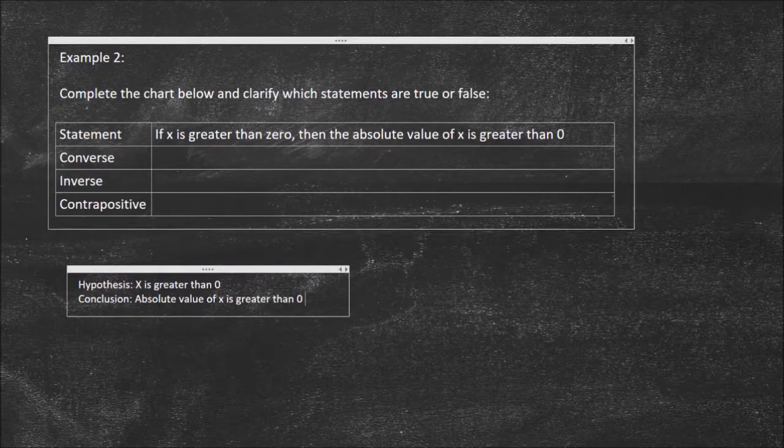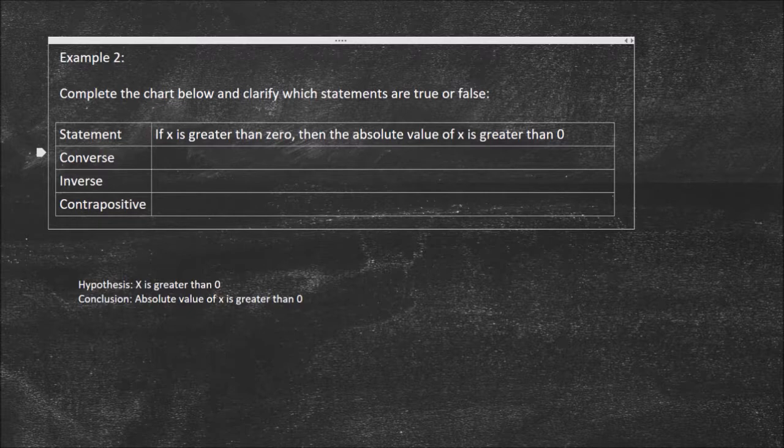Okay, so converse, remember we kind of switch everything around there. So then we say if the absolute value of x is greater than 0, then x is greater than 0.